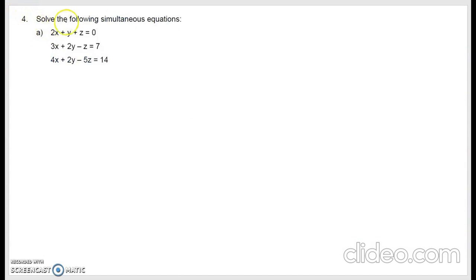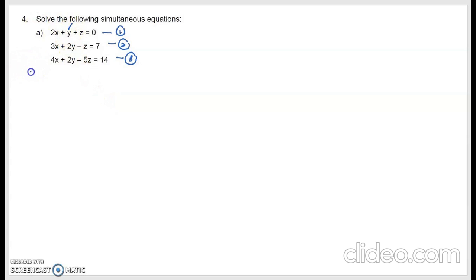Now we look at question number 4. Solve the following simultaneous equation. So we have equation 1, 2, and 3. So equation 1, equation 2, equation 3. In this question, you can see that all the variables of x have the coefficient of 2, 3, and 4. So in order to make our life easy, in this question, I will choose y as our subject. So here is only have y.